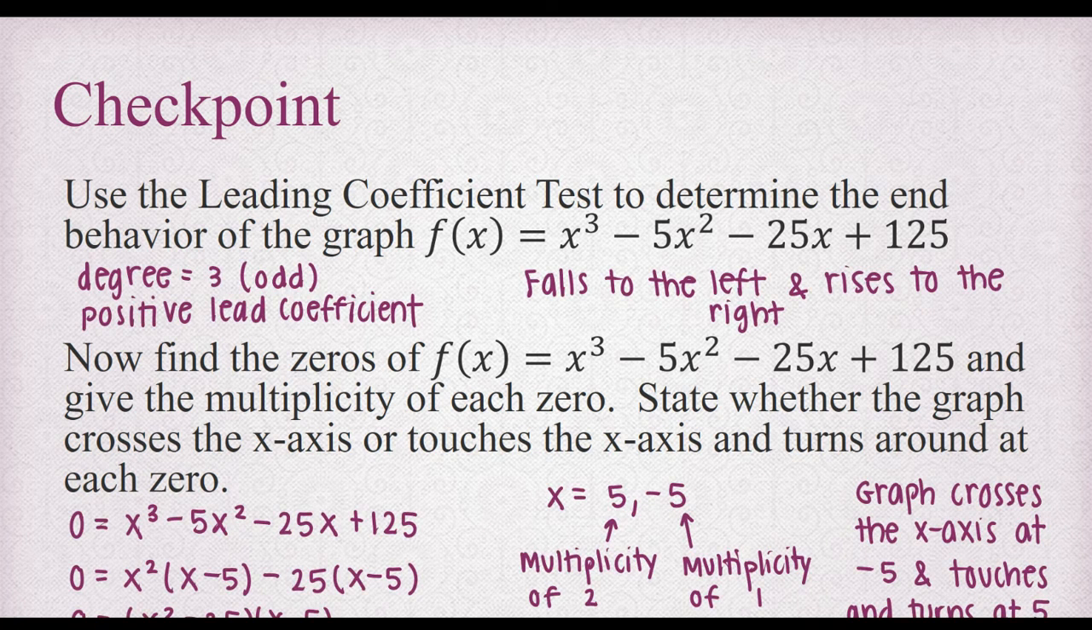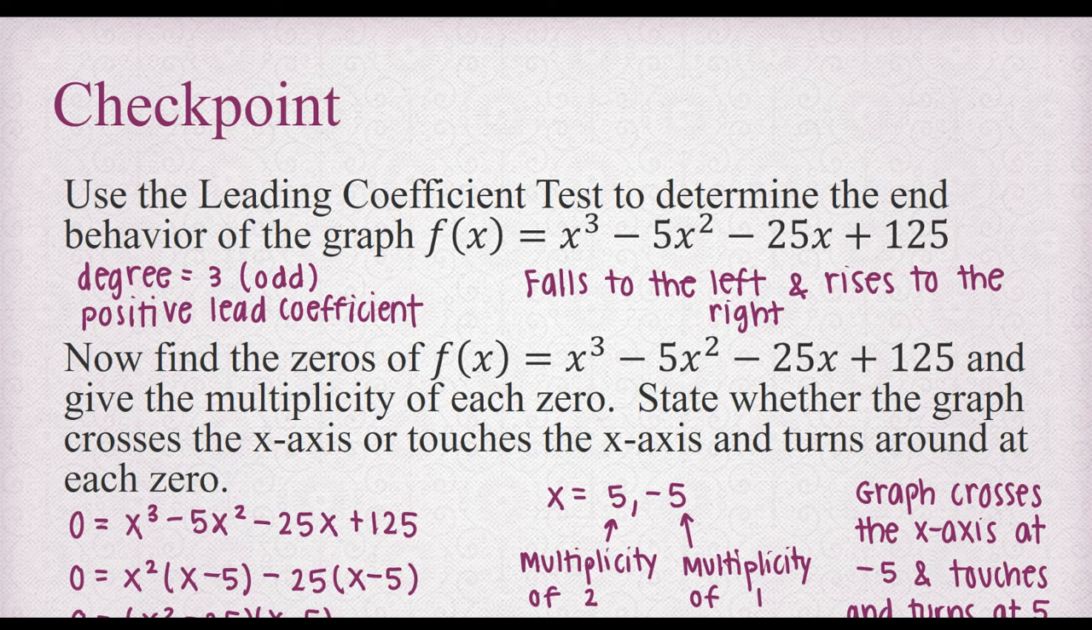All right, so notice that we have an odd degree because it's 3 and a positive lead coefficient. So that means that it's going to fall to the left and rise to the right. So there's my end behavior. I set that whole thing equal to 0. I have 4 terms, so I factored by grouping. I got then x minus 5 times x squared minus 25, which technically x squared minus 25 can factor into x plus 5 times x minus 5.